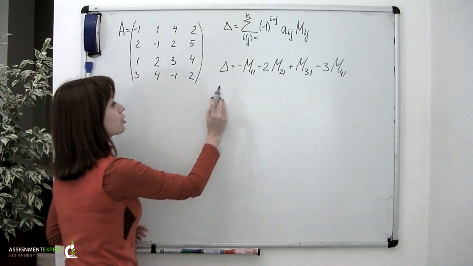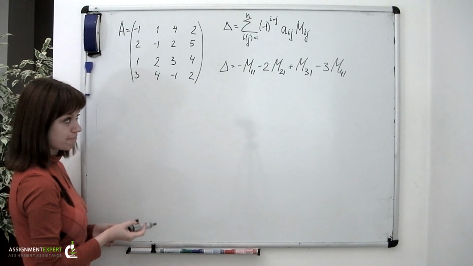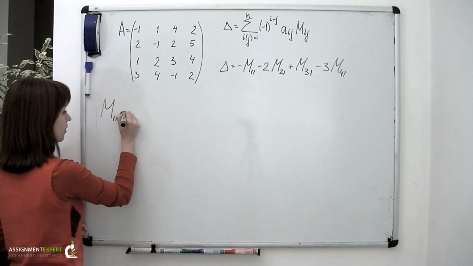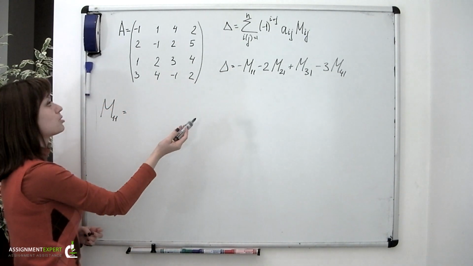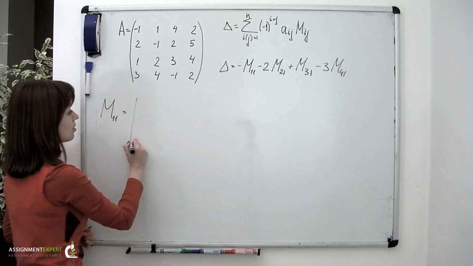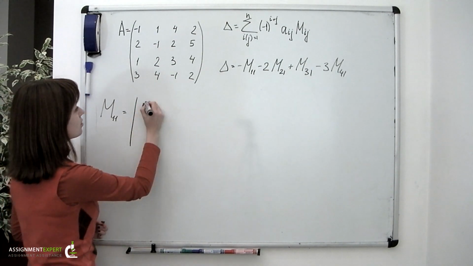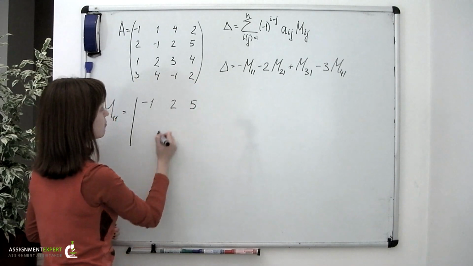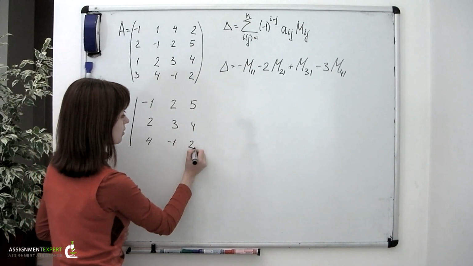Now we need to calculate these 4 minors, and those 4 minors are 4 determinants of the size 3 by 3. Let's start from m sub 1,1. That is a determinant of the size 3 by 3, which is formed from the initial matrix by crossing out the first row and first column from it. So it is the following determinant: negative 1, 2, 5, 2, 3, 4, 4, negative 1, 2.